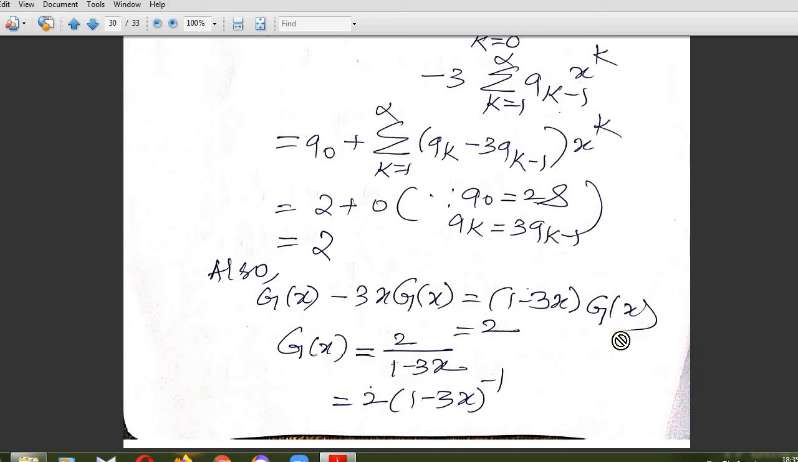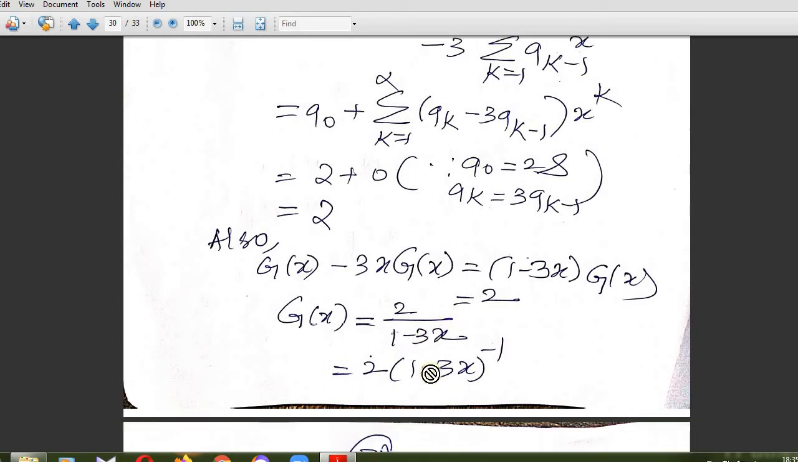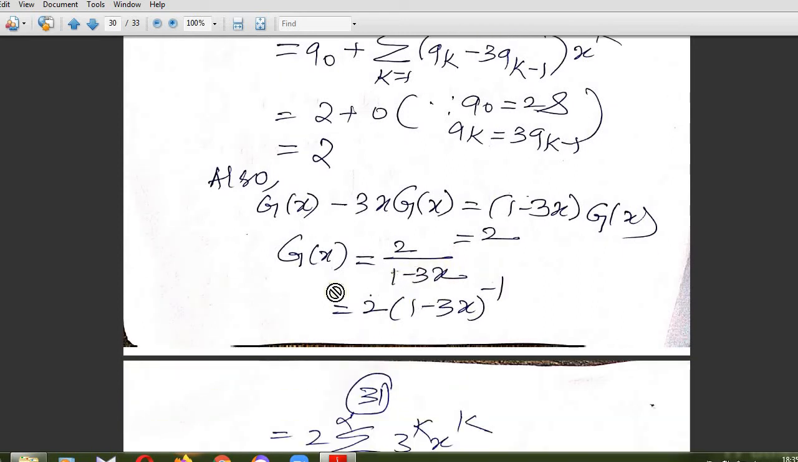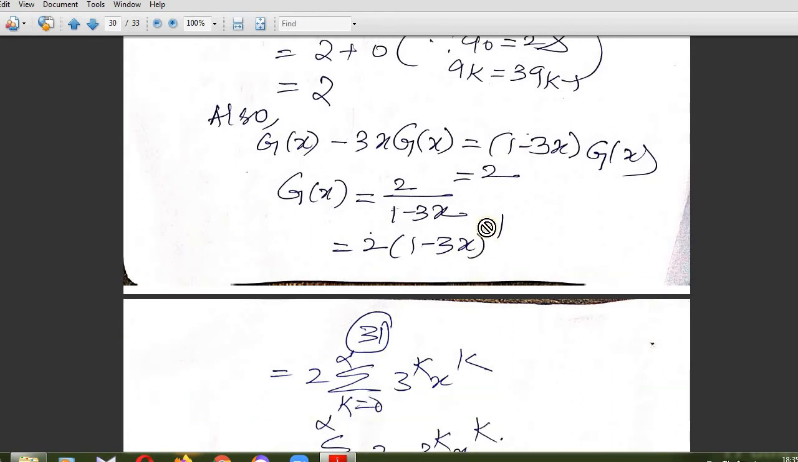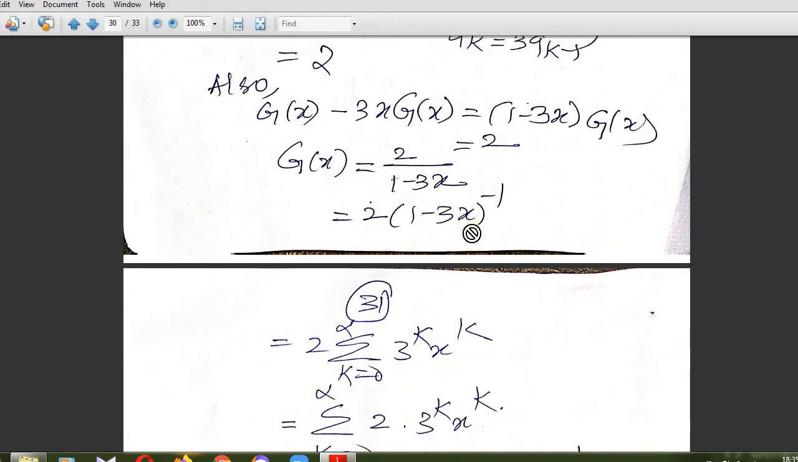Therefore g(x), bring this down, you will get g(x) equals 2 by (1 minus 3x). From here you have to come here: (1 minus 3x) g(x) equals 2, therefore g(x) equals 2 by (1 minus 3x). This is the denominator, we can bring it up like this, that is 2 into (1 minus 3x) to the power inverse.